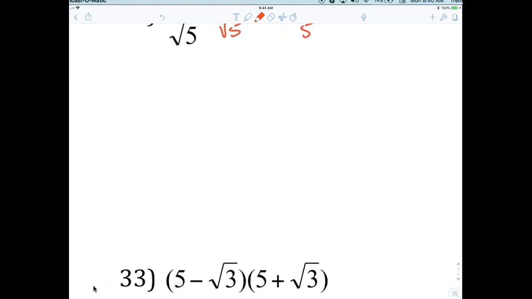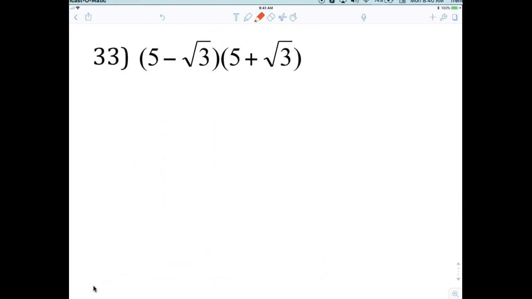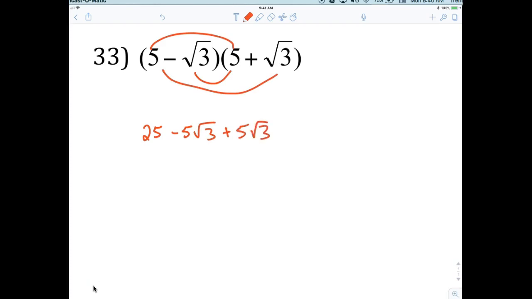All right? So here we go with 33 now. Now, 5 times 5. 25. All right, now we have smiley faces. How much is that? Negative 5 radical 3. Over here, positive 5 radical 3. And then square root of 3 times square root of 3, negative 3. Beautiful. That's right. These guys cancel. 25 minus 3, 22. Perfect. Okay.